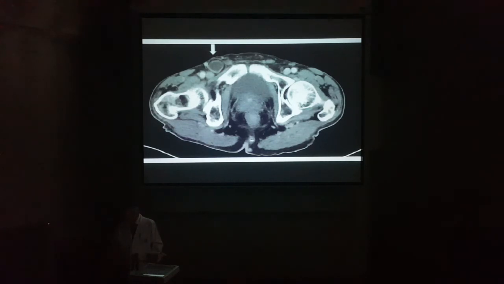You go laterally, it's the femoral triangle: femoral vein, femoral artery, femoral nerve. And then there is a circular structure medial to the femoral vein. So this is a femoral hernia. Are we happy with this? Yes, we are happy, because if we see two of these circles, that means the hernia went down and then went up again.